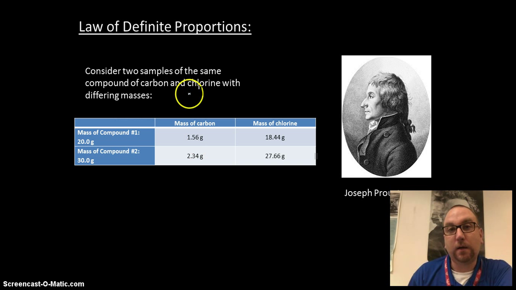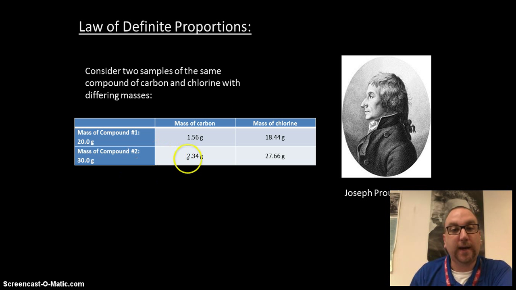The next law is the law of definite proportions. This was devised by the work of Joseph Proust. What this says is that if you take two samples of a compound made up of the same two elements, the mass ratio of the elements in each of these samples will be the same. So it doesn't matter where you get these samples from, whether they're natural or artificial. If it's the same compound, it'll have the same mass ratio of all elements in that compound.